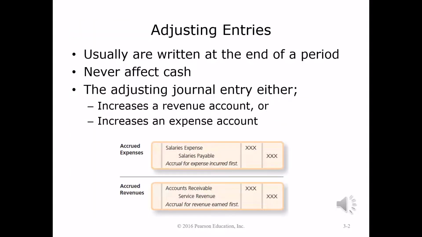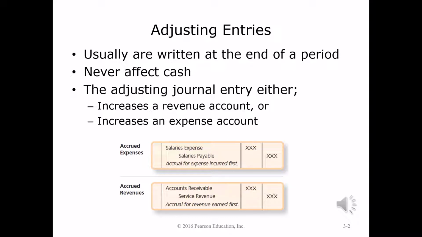It's always good to review our accounting rules, so let's start with the rules of adjusting entries. Remember that they're usually written at the very end of a period, so that would be the last day of that period, whether it's a month or a year. They will never affect cash, so your journal entry should not include a cash entry. And we will always be adjusting either a revenue account or an expense account. And also remember that our revenue accounts will always be credited because we are increasing revenue, and our expenses will always be debited because we are increasing expenses.